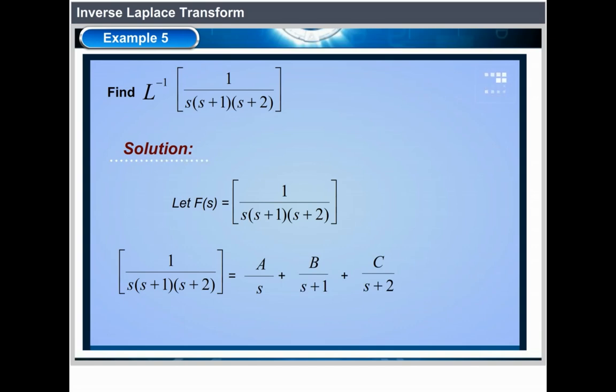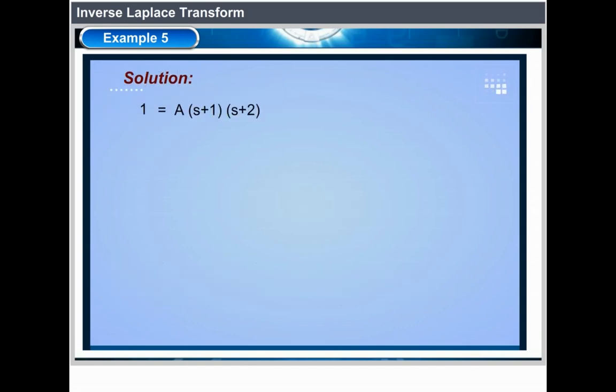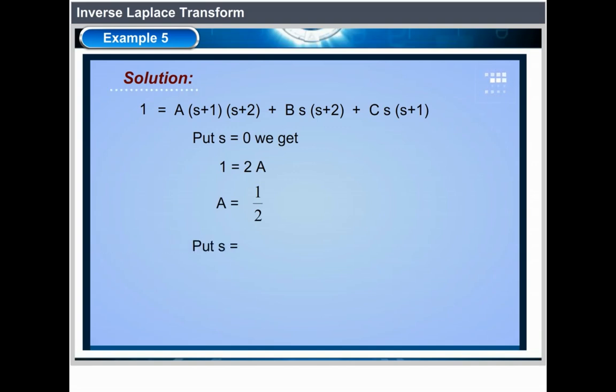After taking the LCM, we will get 1 equal to a into s plus 1 into s plus 2 plus b into s plus 2 plus c into s plus 1. Put s equal to 0 in equation number 1. We get 1 equal to 2a, so a equals 1 by 2. Then put s equal to minus 1 in equation number 1. We get 1 equal to b into minus 1 plus 2. Then 1 equal to b, so b equals 1.